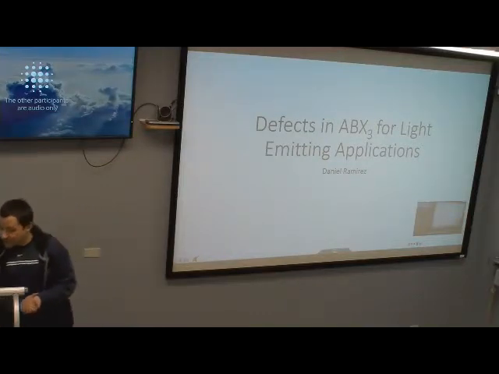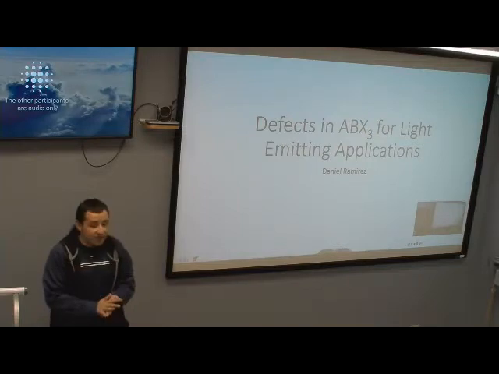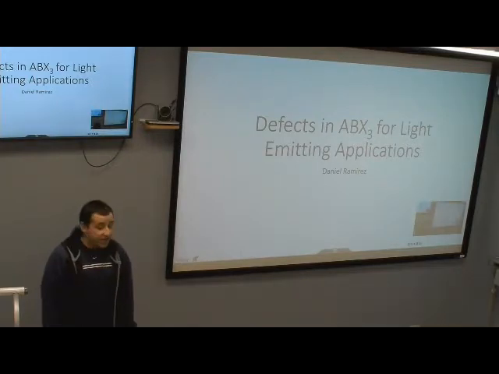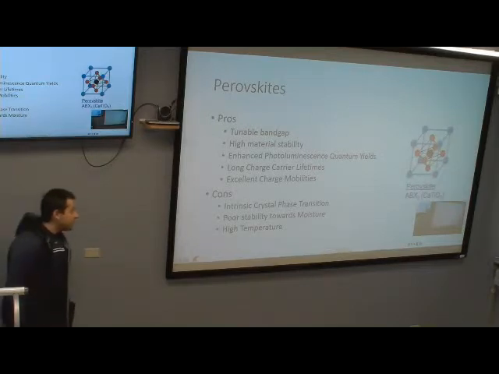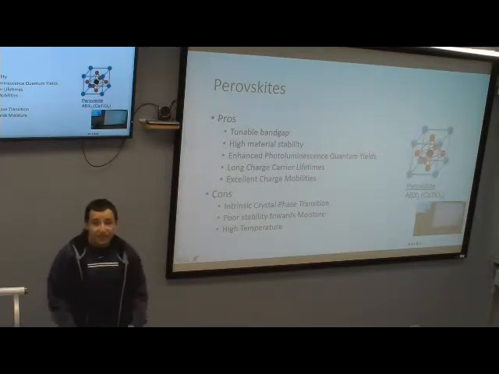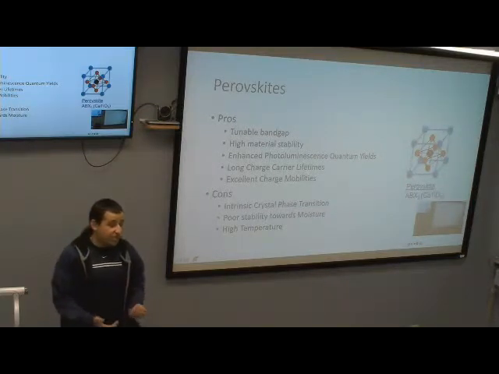Go ahead. Mainly, I'll be talking about a certain type of material that has a chemical structure referred to as ABX3. This type of material is called perovskites. There's a list of pros and cons to them. They have a tunable band gap, are really stable materials, and have high quantum yields. Certain perovskites have long charge carrier lifetimes, and they're excellent charge carriers.